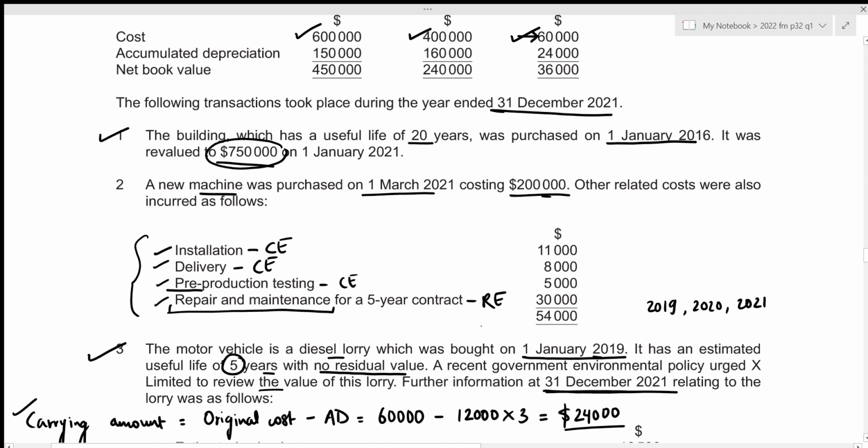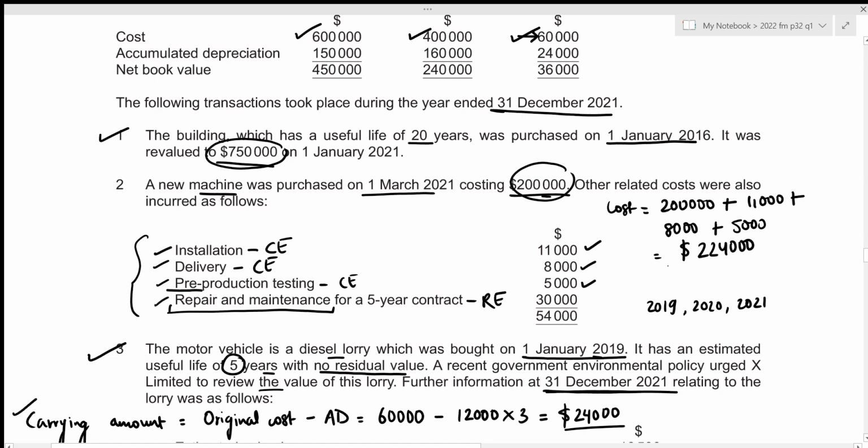And like I said before, all of the capital expenditure should also be included in our cost. So let's figure out the total cost. We start with what's given, so that's 200,000. Then we add all of our capital expenditure. So the very first one is installation cost of 11,000. Then we have delivery cost of 8,000. Then we have our pre-production testing, so that's of 5,000. And this gives the total cost for this new machinery purchased on 1st March 2021 to have the amount of 224,000.